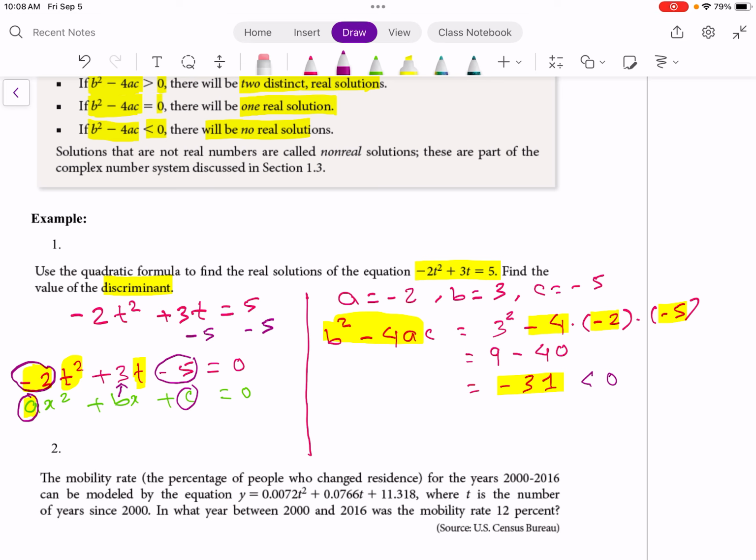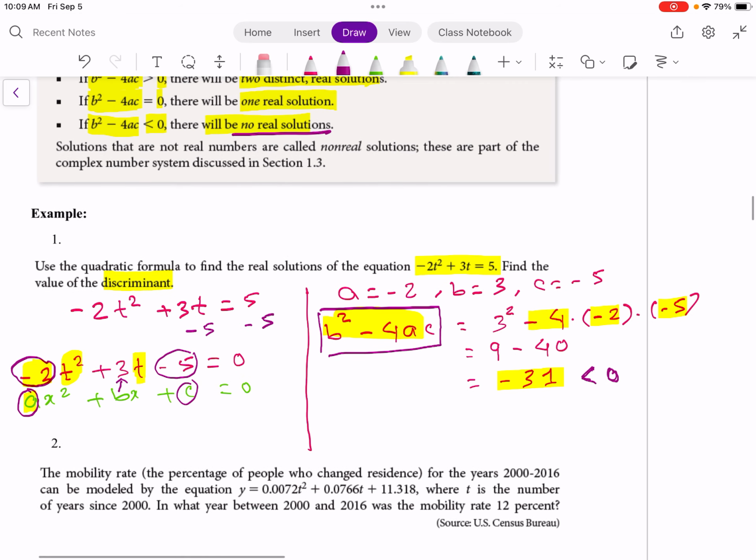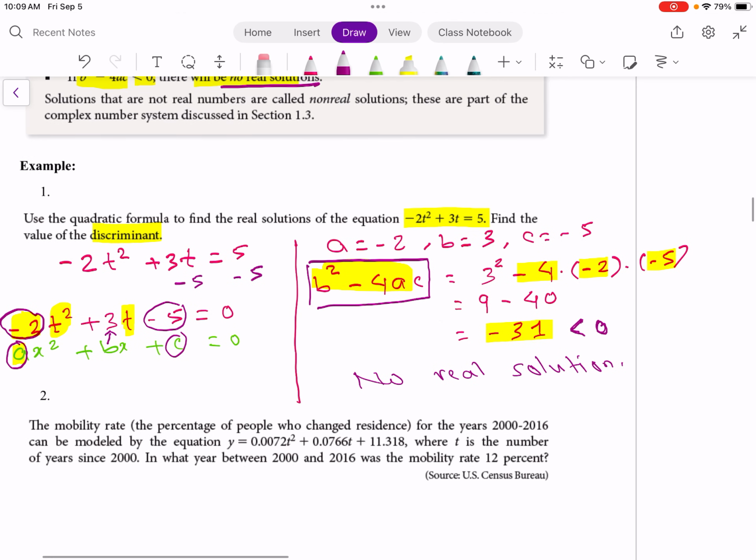Now since the value of the discriminant is less than 0, what can we say about the solution of this quadratic equation? There is no real solution. Okay, so this equation has no real solutions. To have a real solution, the discriminant has to be equal to 0, or it has to be greater than 0. But if the discriminant is less than 0, if it is a negative number, then we do not have a real solution.